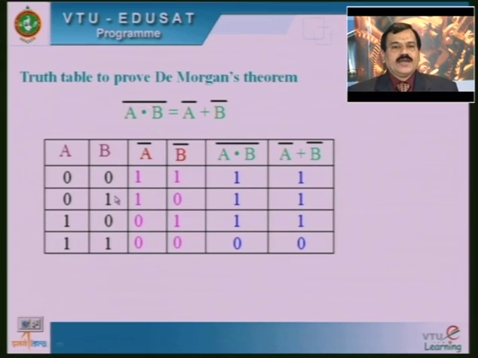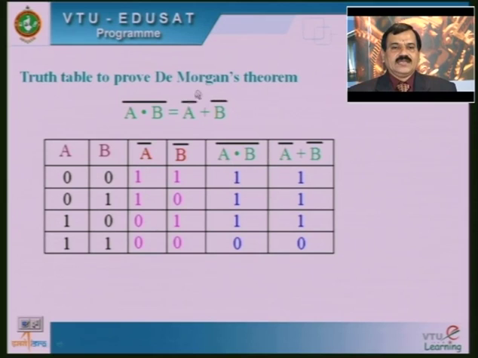Now come back to the LHS value of the equation, A dot B complement. A dot B, with 0 and 0 in A and B: 0 into 0 is 0, but the complement value gives the result 1. Similarly, 1 into 0 is 0, and the complement value is 1. Once again 1 into 0 is 0, but the complement of that 0 is 1. And 1 into 1 is 1, but since the complement is there, we get the value 0.